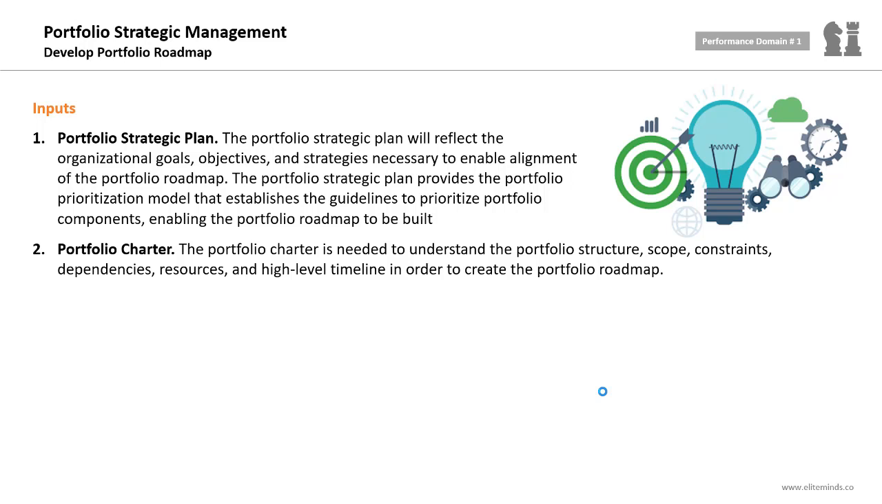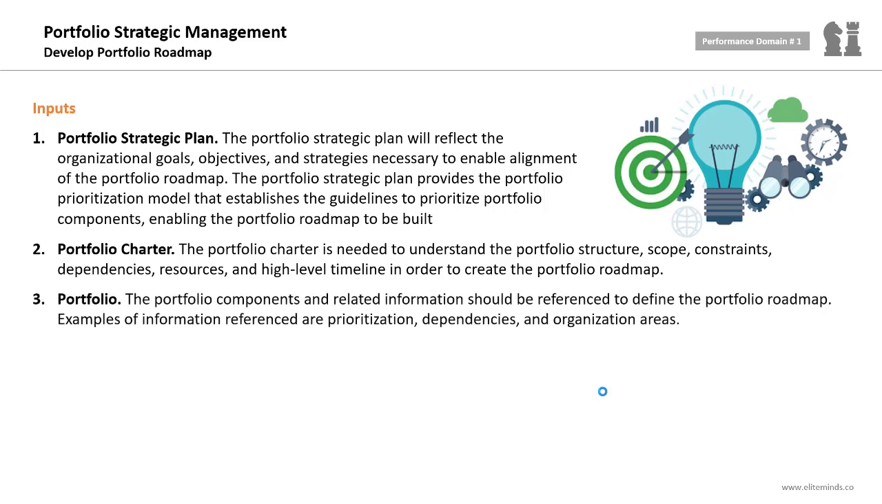The second input is the portfolio charter, which is needed to understand the portfolio structure, the high-level scope, constraints, dependencies, resources, and high-level timeline in order to create the portfolio roadmap. One of the important sections of the portfolio structure is the high-level timeline, which will be the main input in order to develop the portfolio roadmap. The portfolio components and related information should be referenced to define the portfolio roadmap, and this information will be part of the portfolio itself. Examples of information referenced are prioritization, dependencies, and organization areas.